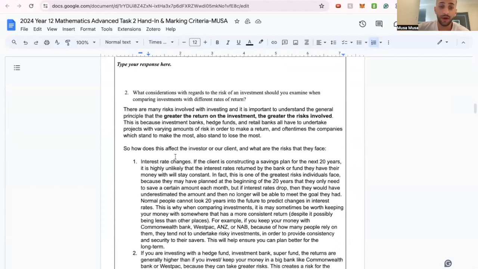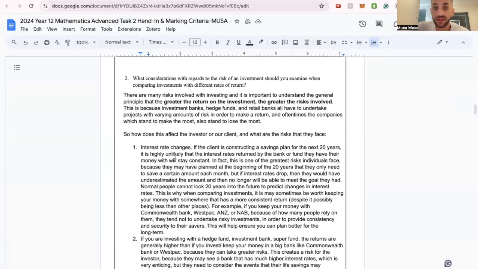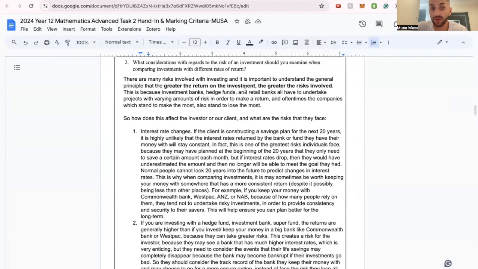Now, question 2 says, what considerations with regards to the risk of an investment should you examine when comparing investments with different rates of return?